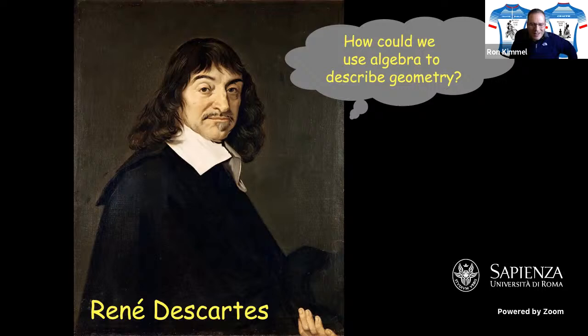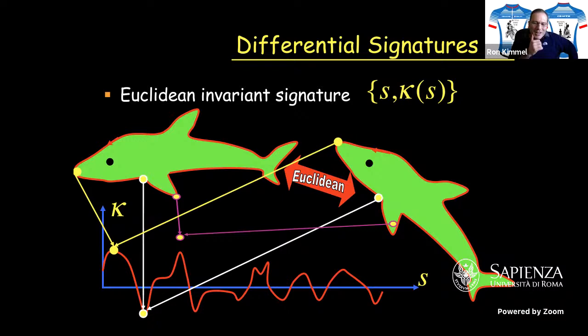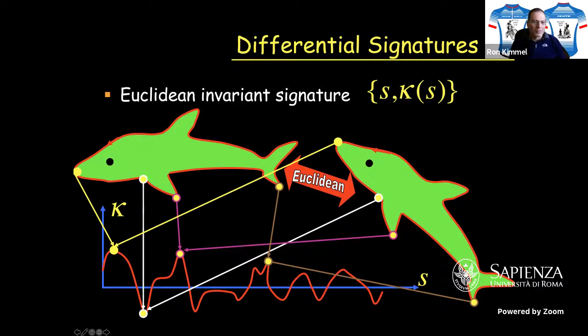So let us try to follow René Descartes' idea of how could we use algebra in order to describe geometry. If we go to Cartesian coordinates, this was an idea that Descartes introduced. And let us look at the simplest problem you can think of. How do I match two planar shapes? So I have these two dolphins or sharks that I would like to compare between. Think about it as two pieces of a puzzle that you would like to see whether they are identical or not.